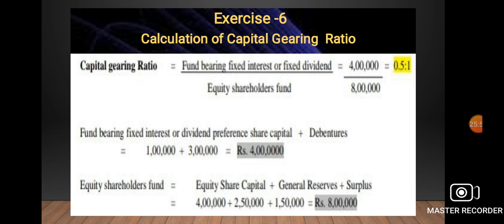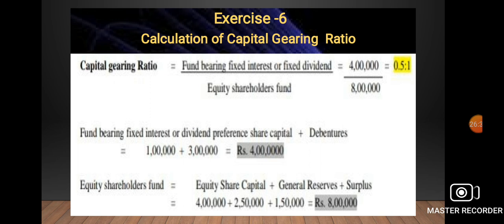So from the following information, calculate capital gearing ratio. First, what is capital gearing ratio? Capital gearing ratio is the proportion of fixed income bearing funds to equity shareholders' funds. Fixed income bearing funds include fixed interest and fixed dividend bearing funds. It is calculated as follows: capital gearing ratio equals funds bearing fixed interest or fixed dividend divided by equity shareholders' funds.